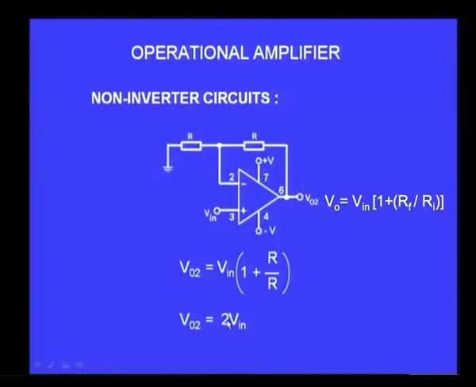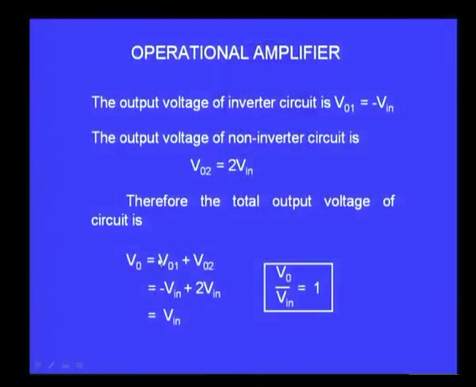So, I have found the gain of the inverting amplifier separately and the non-inverting amplifier separately. Now, all that I have to do is add them together to get the total voltage gain of that amplifier. So, V output is equal to VO1 plus VO2, where VO1 is due to inverting and VO2 is due to non-inverting. So, this is minus V in, as we have seen already, and this is 2 V in, and therefore, what I am left with is V in. So, V output is equal to V input.